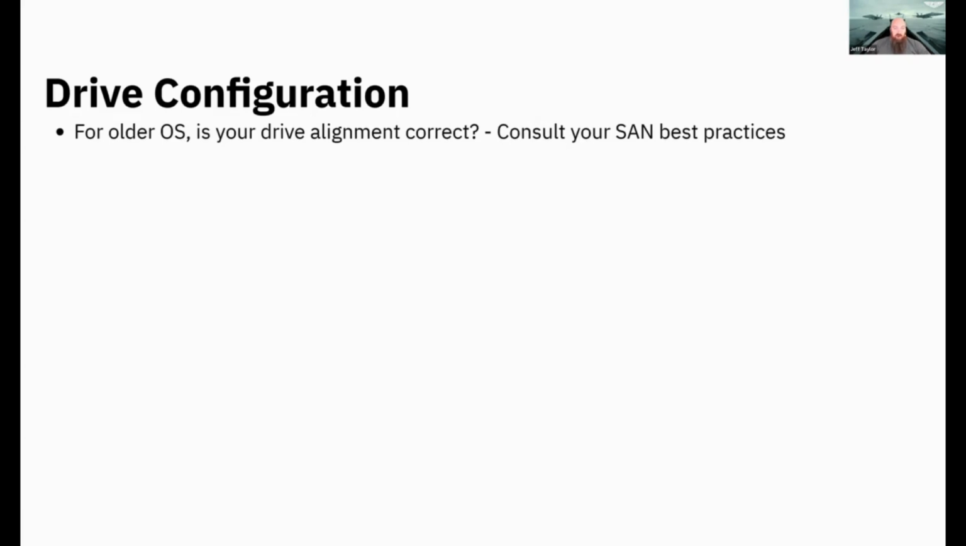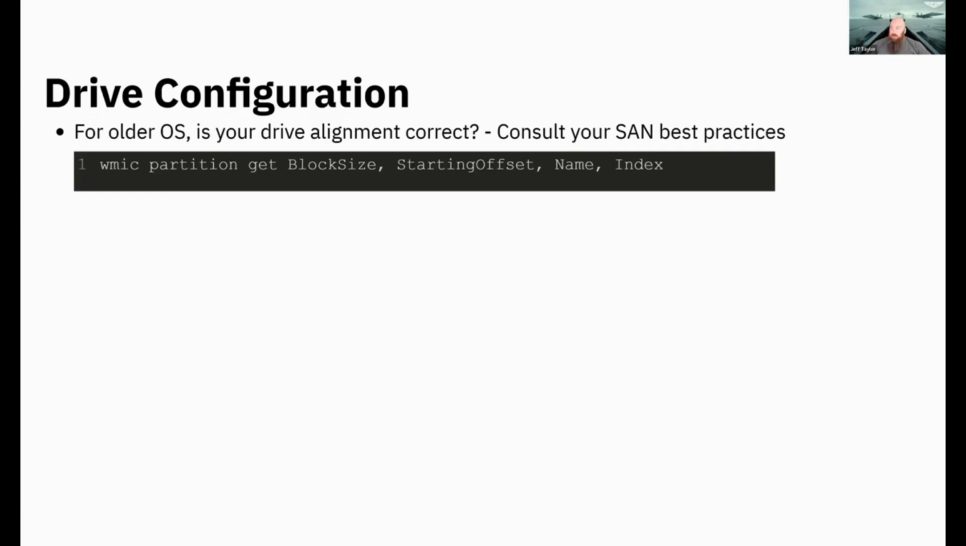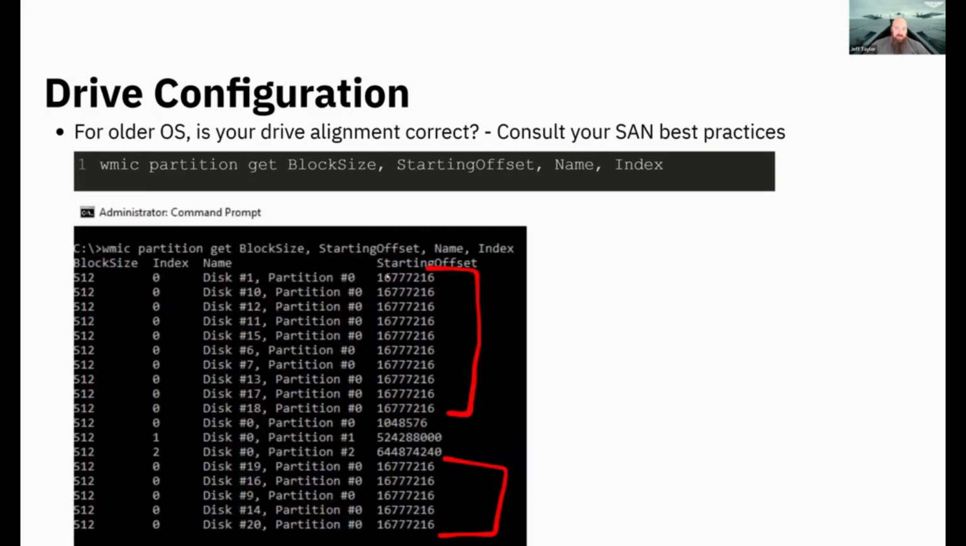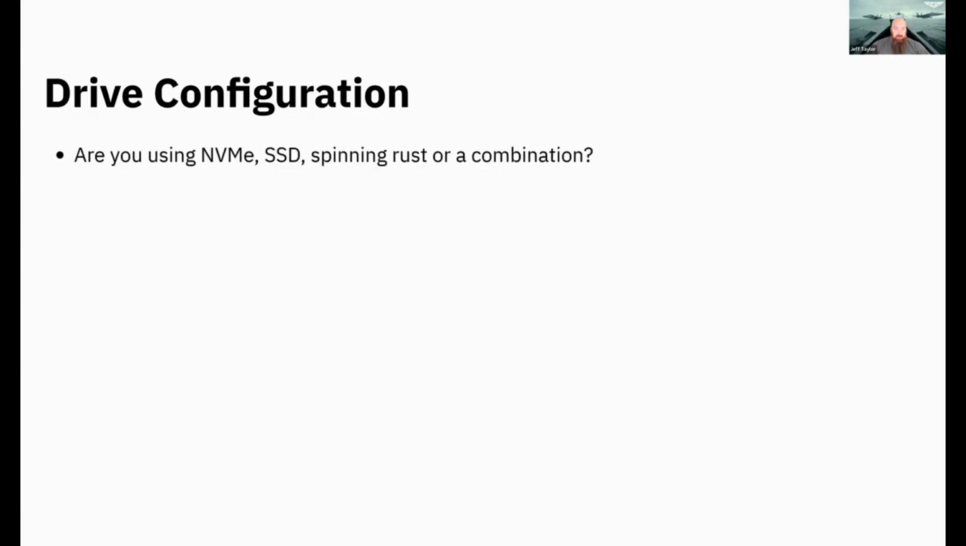All right, so for older operating systems, make sure that you have the disk alignment in place. And this is what it looks like. All of these disks are my SAN disks here, and you can see they all have the same starting offset. So that's what we're looking for. This is a command you can run in DOS to make sure that you have the right size.